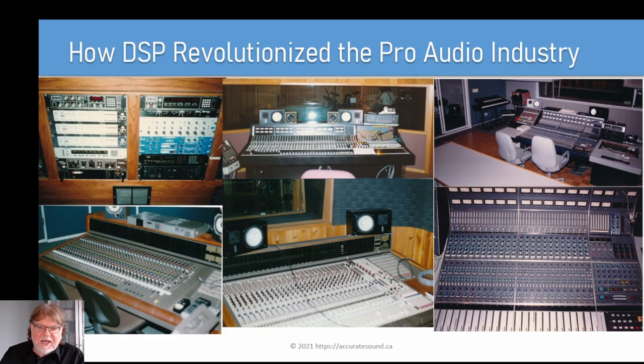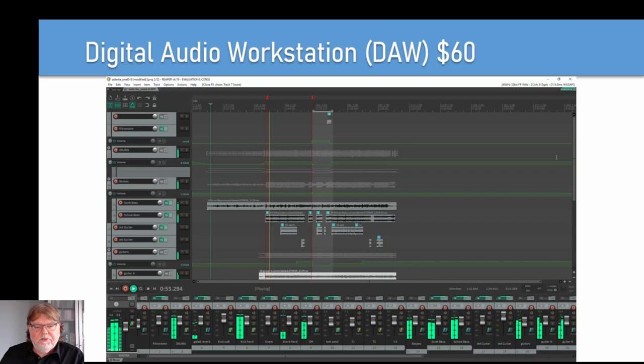Here we're seeing Reaper, which is a very common digital audio workstation, and a single license for your own personal use is $60. It is mind-blowing that some of those consoles that weighed several hundred pounds and were worth tens of thousands of dollars can now be had on your computer for $60. Let's take a look. Let's see an example of this.